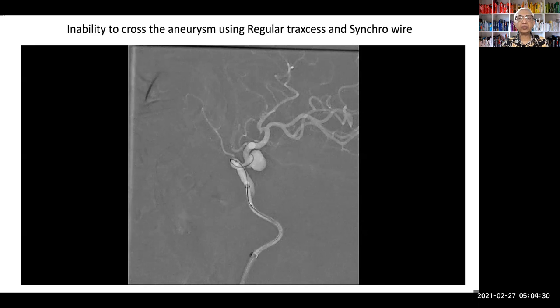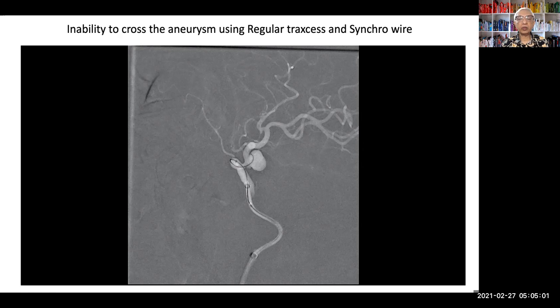Now we started off with the regular Traxxas wire. Regular Traxxas wire has a big challenge because it's difficult to put a tight curve onto that. And even if you put a tight curve, it does not stay. We tried this for quite some time. We even used the combination of a right angle catheter and the wire, but the problem was the same. It would go a few centimeters into the vessel, then drop back into the aneurysm. The same problem was faced with the Traxxas and the Traxxas EX wire.